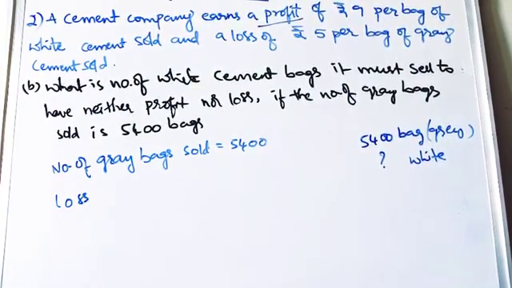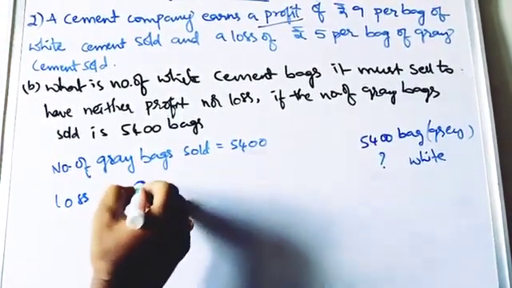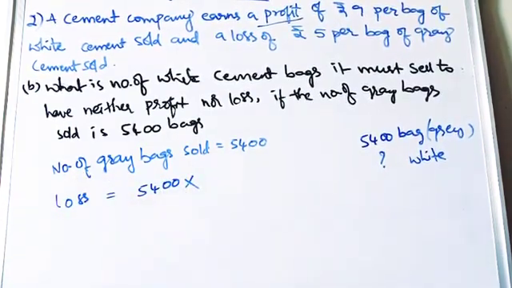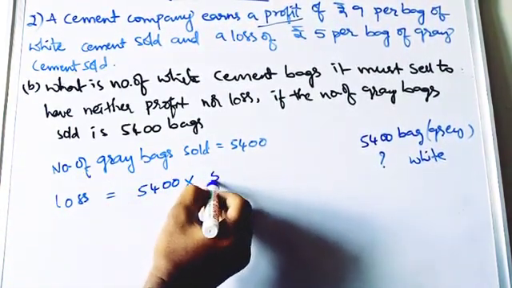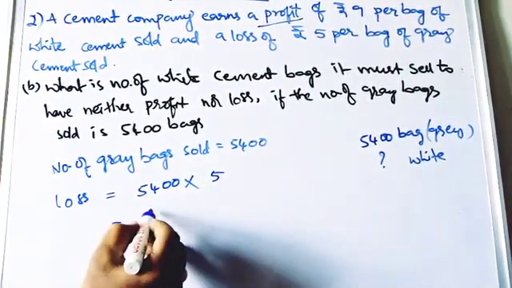So first of all, we need to calculate the loss. Why? Because they sold grey color bags. So loss is equal to 5,400 grey color cement bags, and you will get a loss of 5 rupees on each. So therefore you will get 20.